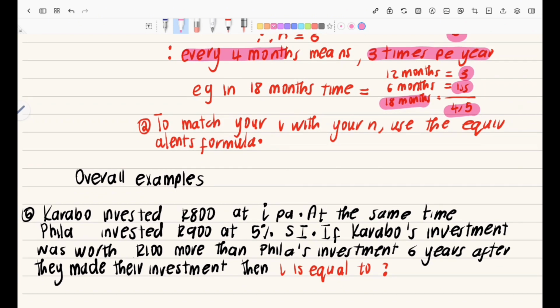So to match your i with your n, remember here you are matching your n with your i. But what if you don't want to do anything to the n, but you want to match the i with your n? Then you need to use the equivalence formula, which we'll cover in the next video.